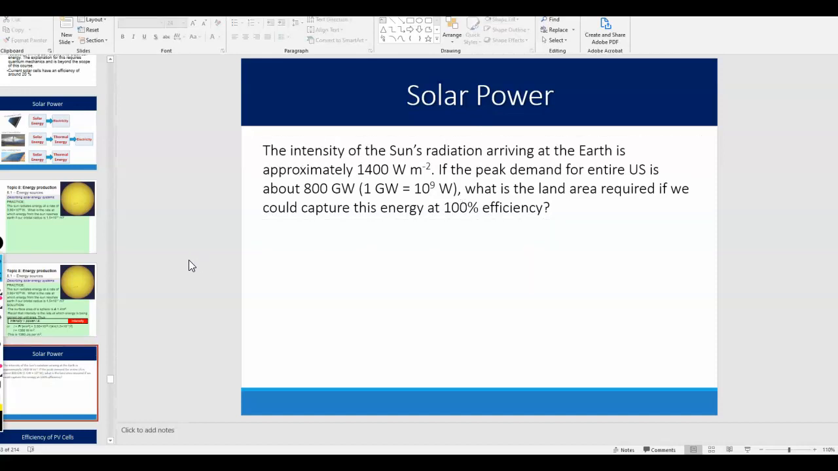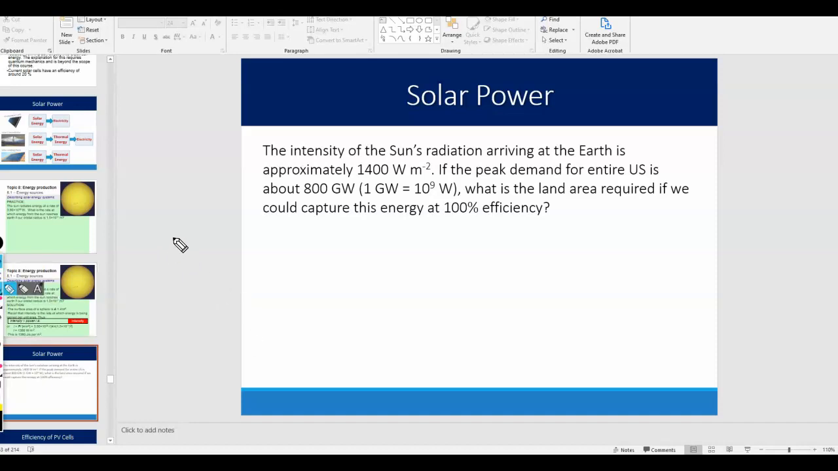So take a look at this example here. It says the intensity of the sun's radiation arriving at the Earth is approximately 1400 watts per square meter. We saw it's actually more like 1379 in the last example. If the peak demand for the entire US is about 800 gigawatts, keeping in mind 1 gigawatt is 1 billion watts, what is the land area required if we could capture this energy at 100% efficiency? Which remember, we can't, because most photovoltaic cells have an efficiency of about 20%. Okay, so ignoring that for now, let's do the math on this.